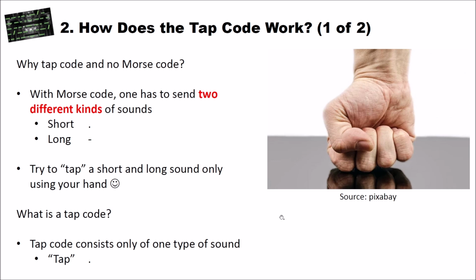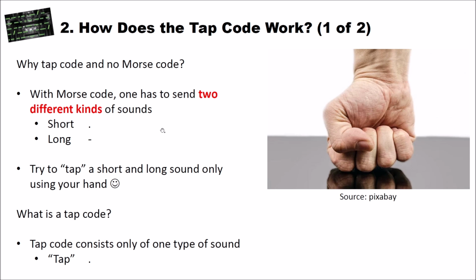How does the tap code work? The first question we should ask ourselves: why not use Morse code but use tap code? There's a big problem with Morse code when you are in prison. With Morse code, you have to use two different kinds of sounds: a short sound, like a dit, and a long sound, like a da. For instance, the Morse code then has dit, dit, da, and so on. And that's very difficult to create using only your hand or your fist.